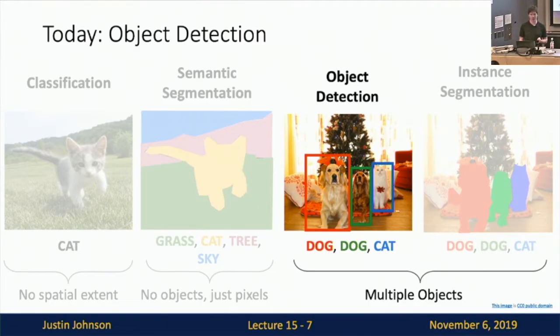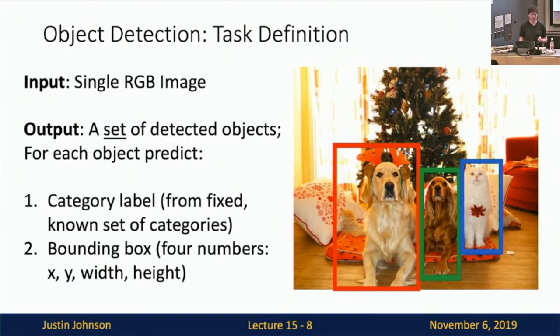So what is object detection? Object detection is a task where we input a single RGB image, and the output is going to be a set of detected objects. For each object in the scene, we want our model to identify all of the interesting objects in the scene. So for each of the objects that we detect, we're going to output several things. One is a category label, giving the category of the detected object, and the other is a bounding box, giving the spatial extent of that object in the image.